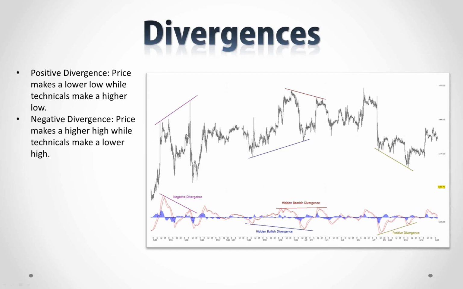Next we have negative divergence, and that is when price makes a higher high while technicals make a lower high. So here's our example of negative divergence, and this is on that same gold futures chart that I showed of the moving averages. As we can see here, price is making a higher high between these two price extremes, while it is not being confirmed by the MACD, and the MACD is making a lower high. And you can see it marked this stop pretty well.